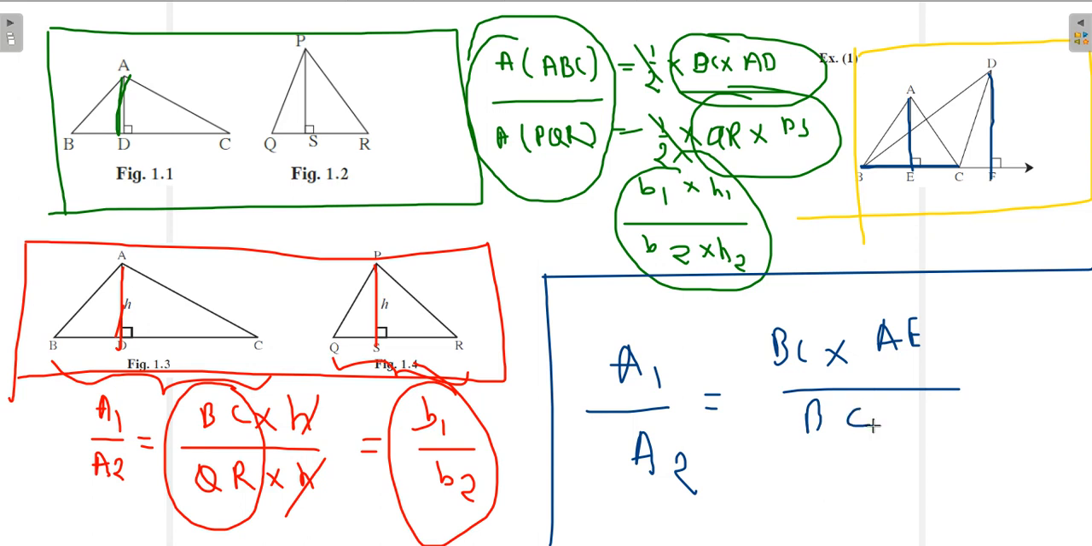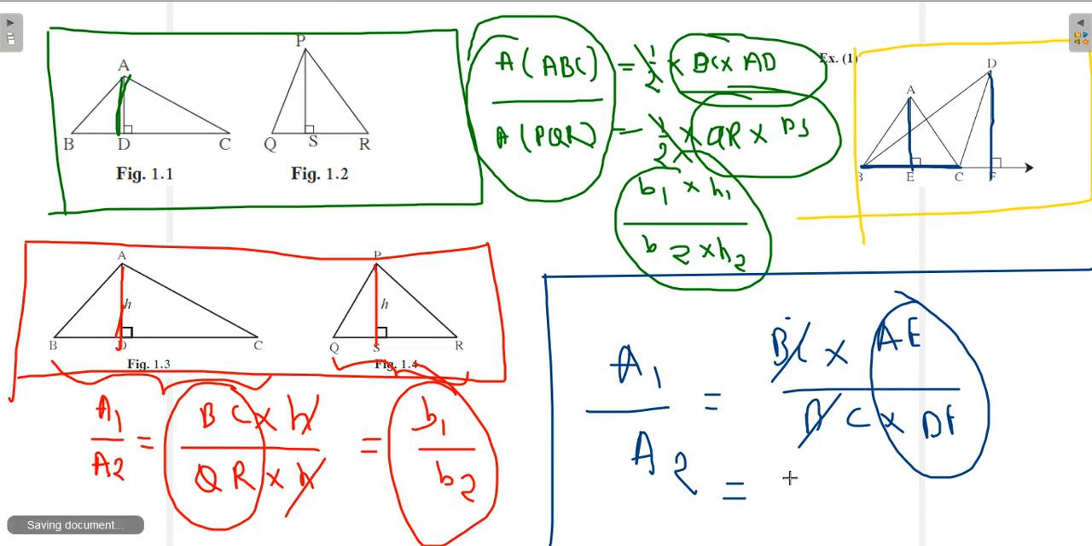It's BC multiplied by what is the height? DF, right? So BC and BC get cancelled. So what is the answer? AE upon DF. So you notice that if the base is the same, the ratio of areas is proportional to their heights, that is nothing but H1 by H2.